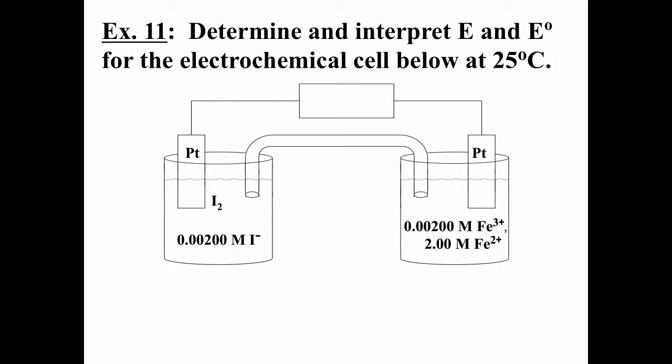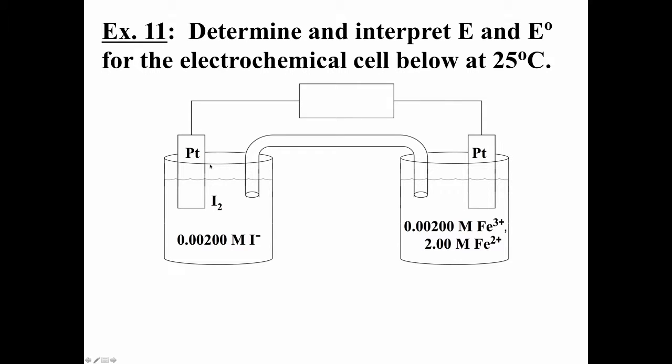So let's give this a try. Here we have an electrochemical cell, and we're going to determine E and E naught, the standard and the non-standard potential for this electrochemical cell. In one half cell, we have a platinum electrode with iodine I2 and iodide I-. In the other half cell, we have a platinum electrode as well, and Fe3+ and Fe2+.